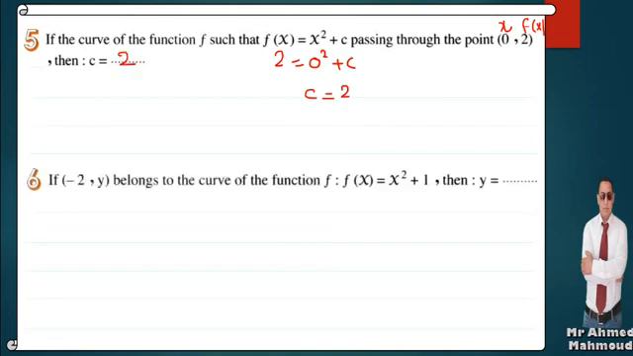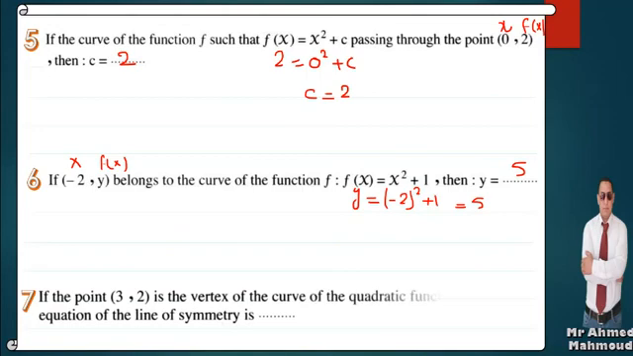The next one, negative 1, negative 2 and y belongs to the curve of the function f of x equals x power of 2 plus 1, then y equals what? Here this one is x and this one is f of x. Then y equals negative 2 all power of 2 plus 1, then y equals 5.